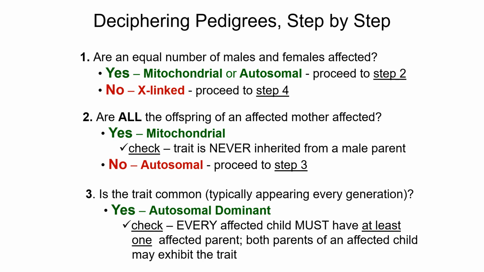Now we have to determine if it's autosomal dominant or autosomal recessive. If it pops up every generation and it's quite common, it's likely to be autosomal dominant. Now, how do we check this to be absolutely certain? Every affected child must have at least one affected parent. And also, both parents of the affected child might exhibit this trait.